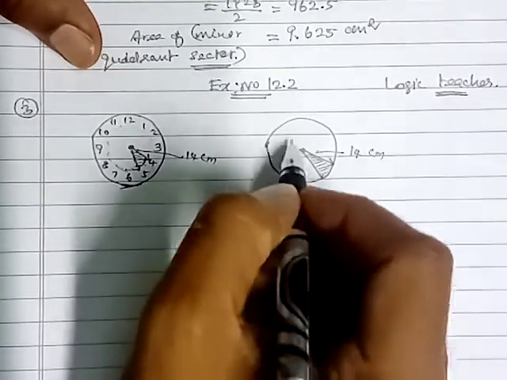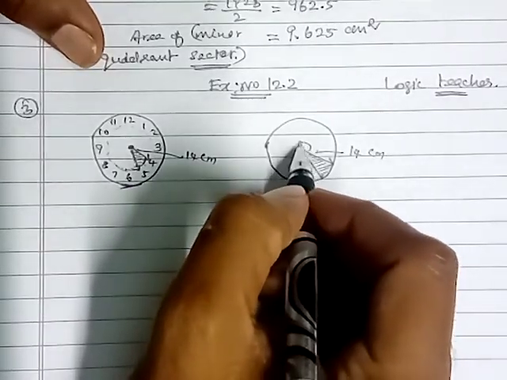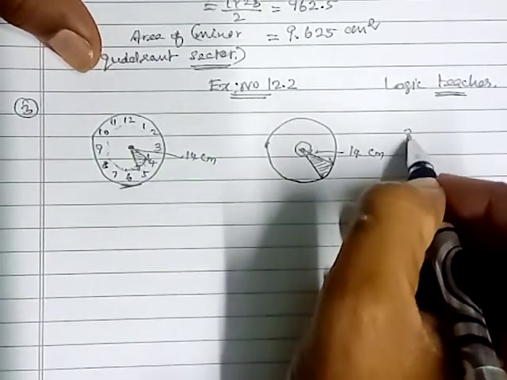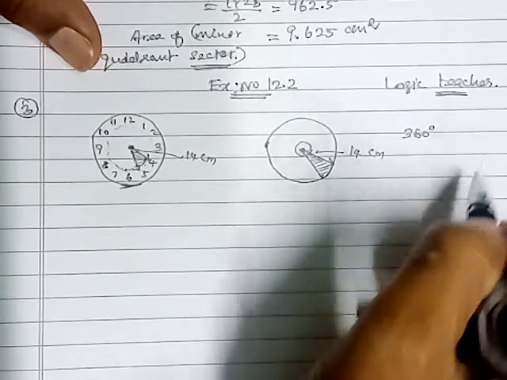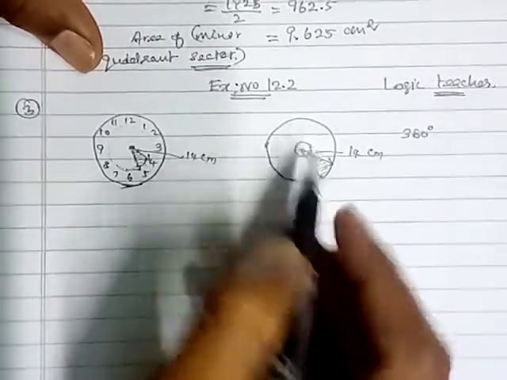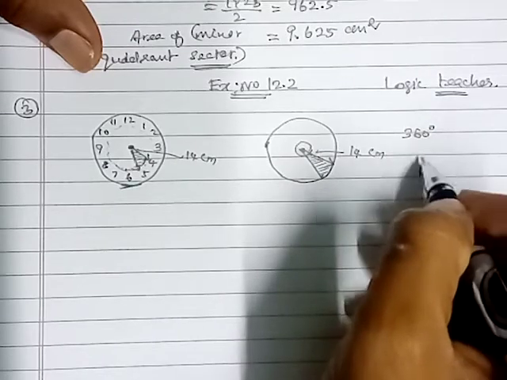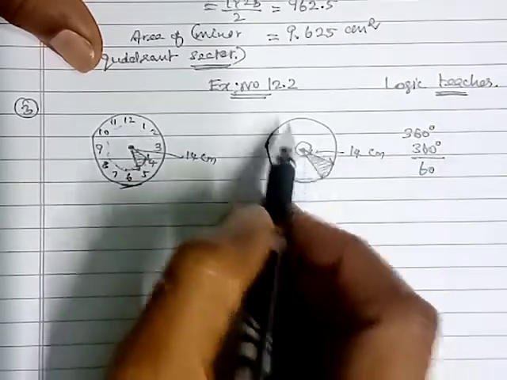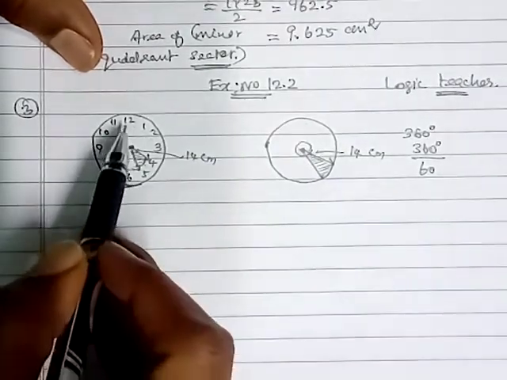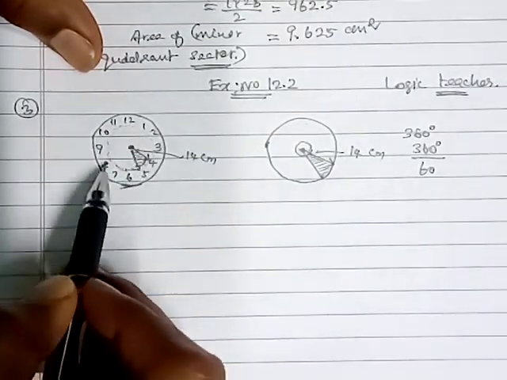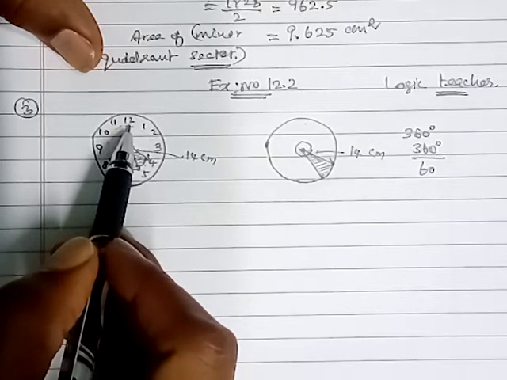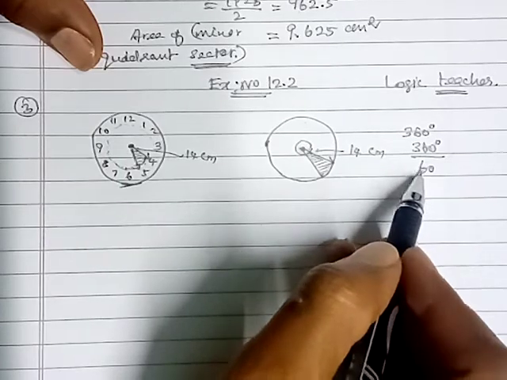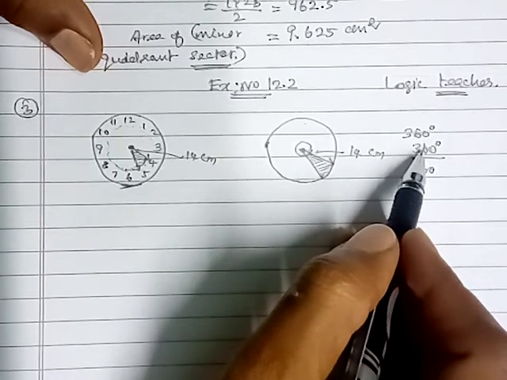Actually we know that this total angle is 360 degree for a round, right? Total is 360 degree. How many minutes are there? 60 minutes. For 60 minutes it is totally 360 degree. If it starts from here, it will complete one round with 360 degree and 60 minutes, right?